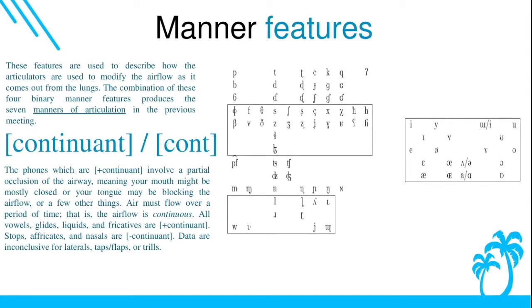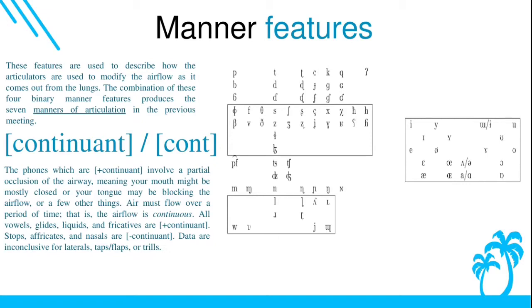Manner features. These features are used to describe how the articulators are used to modify the airflow as it comes out from the lungs. The combination of these four binary manner features produces the seven manners of articulation in the previous meeting.